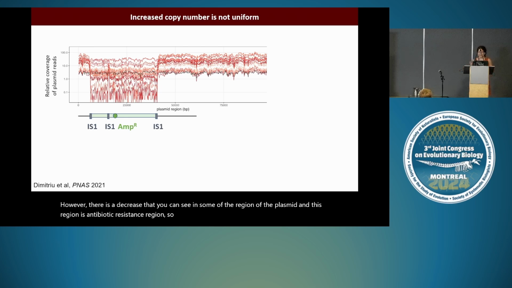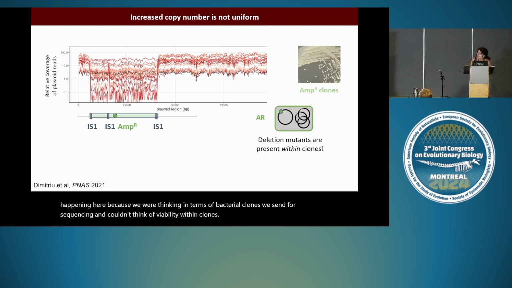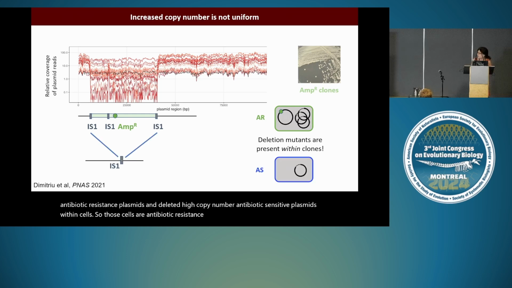So we took a lot of time to figure out what was happening here, because we were thinking in terms of bacterial clones we sent for sequencing and couldn't think of variability within clones. But actually, because we now have high copy number mutants, we get coexistence of full-length antibiotic resistance plasmids and deleted high copy number antibiotic-sensitive plasmids within cells. So those cells are antibiotic resistant, but cells with just the deleted plasmids are antibiotic sensitive, meaning we cannot trust antibiotic resistance phenotypes anymore to tell us if there is a plasmid in the cell.